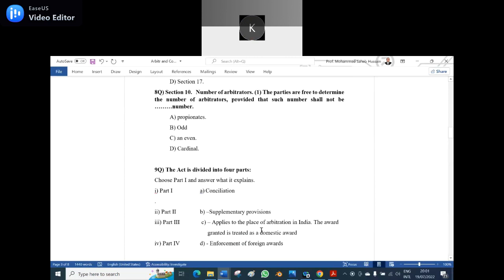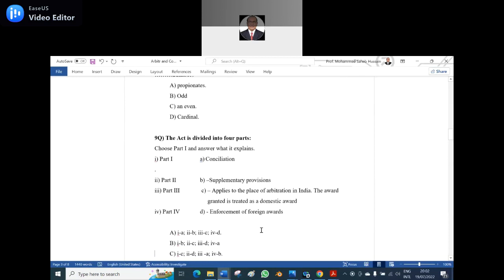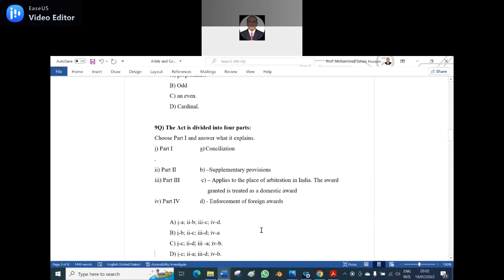The ninth question. The act is divided into 4 parts. Choose what Part 1 explains. A. Conciliation. B. Supplementary provisions. C. Applies to the place of arbitration in India; the award granted is treated as a domestic award. D. Enforcement of the foreign awards. Now here are the options I have given: 1A, 2B, 3C, 4D; 1B, 2C, 3D, 4A; 1C, 2D, 3A, 4B; 1C, 2A, 3D, 4B. Which one is the right option?